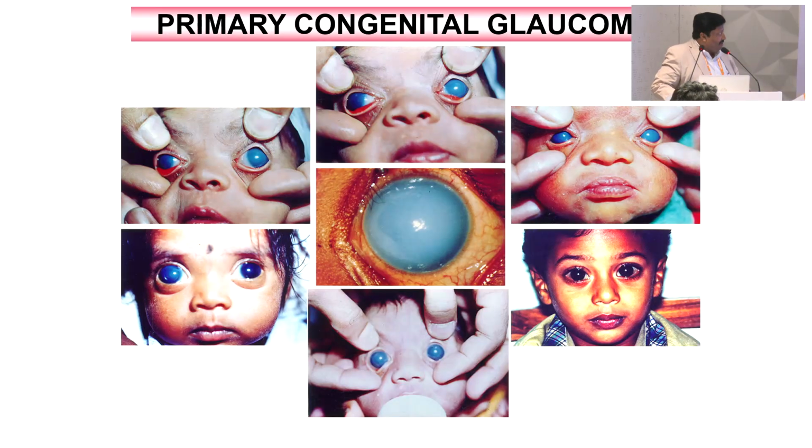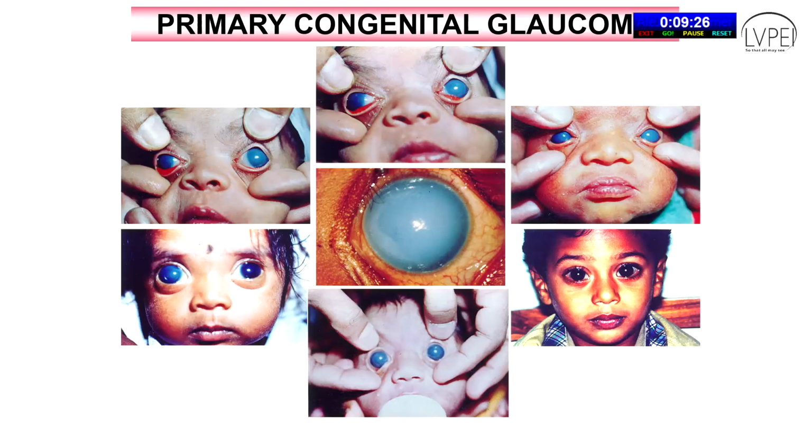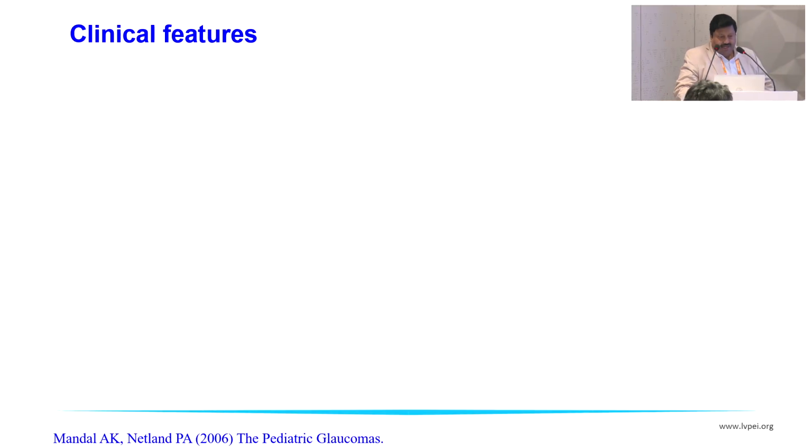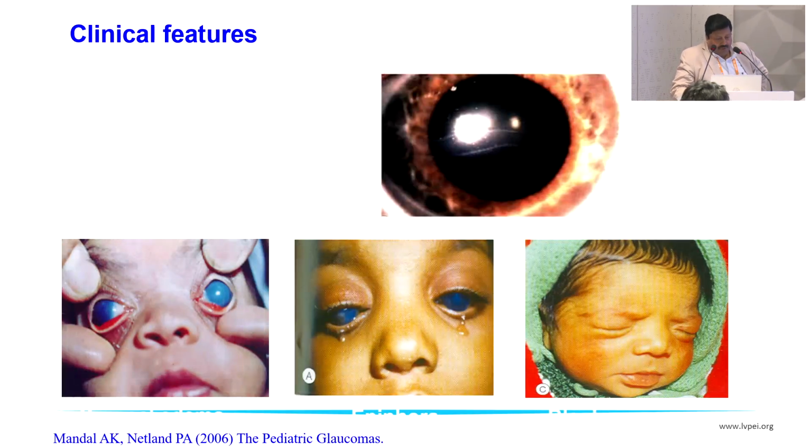Primary congenital glaucoma, as we all know, is a developmental disease with an etiology that involves restricted ocular outflow. There is a defect in the trabecular meshwork and the anterior chamber angle causing a rise in pressure, and the clinical features include Haab's striae, blepharospasm, photophobia, and so on.